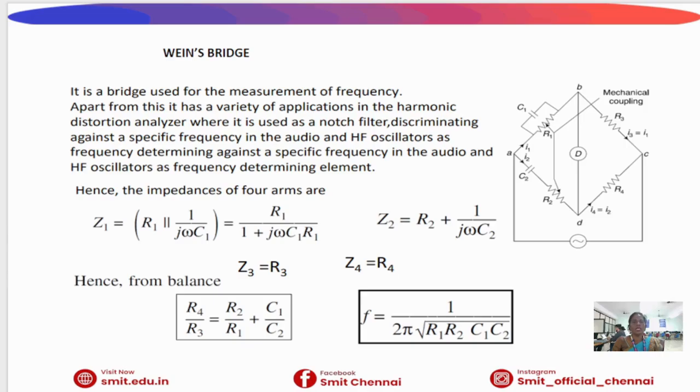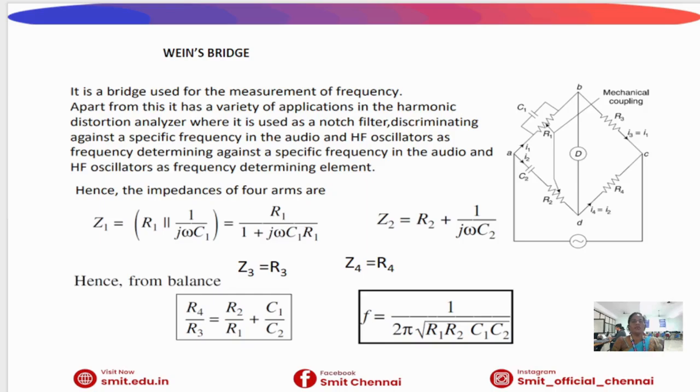The bridge works on the null deflection principle. At balance condition, the detector shows zero current. It means potentials at both junctions are equal. Therefore, Z1 Z4 equals Z2 Z3, where each arm impedance is substituted using resistance and capacitive reactance. After simplifying the impedance equation, the balance relation becomes R4 by R3 equals R2 by R1 plus C1 by C2. This represents the general bridge balance condition.